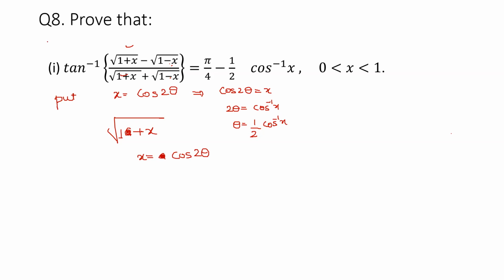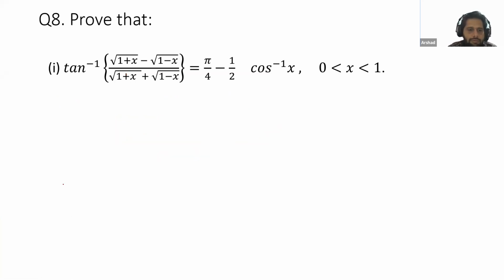Huzefa and Noma, this is done. Shall we start next? Noma, you should get pi by 4 minus, okay, because there is a minus in the numerator. Getting wrong answer. Okay, I will solve this. Huzefa, this is done.